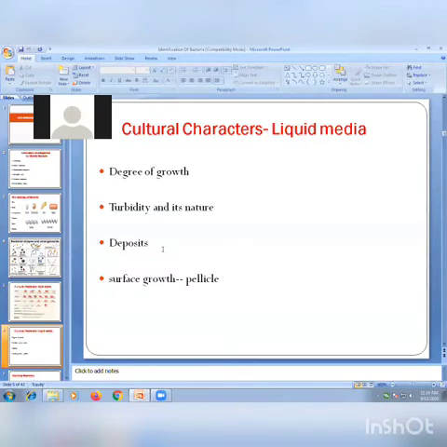Now the cultural characteristics in liquid media. If we are using liquid media, we observe the degree of growth, meaning how much growth we see with the naked eye, then the turbidity and its nature, such as uniform turbidity. If growth is there, turbidity is there. Then we observe deposits in the liquid cultures. And surface growth, pellicle growth, is generally produced by aerobic organisms, because of the surface oxygen, and pellicle formation occurs on the surface.